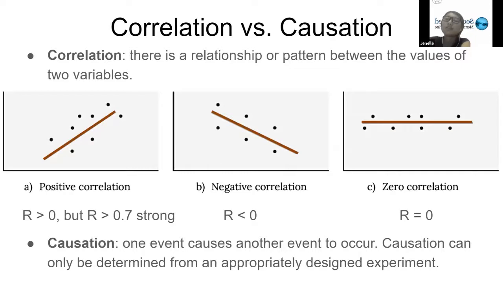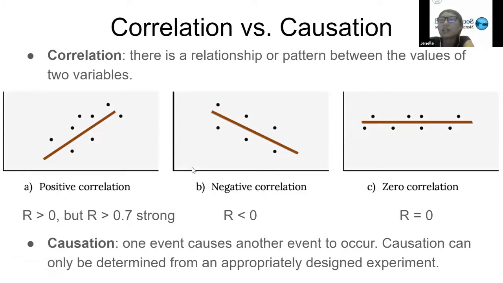They will often give this R value to you on the MCAT exam in the answer choices if they are talking about the degree of correlation. So when an R value is greater than 0.7, it is considered a strong positive correlation. And if it's greater than 0 in general, it's considered positive correlation.